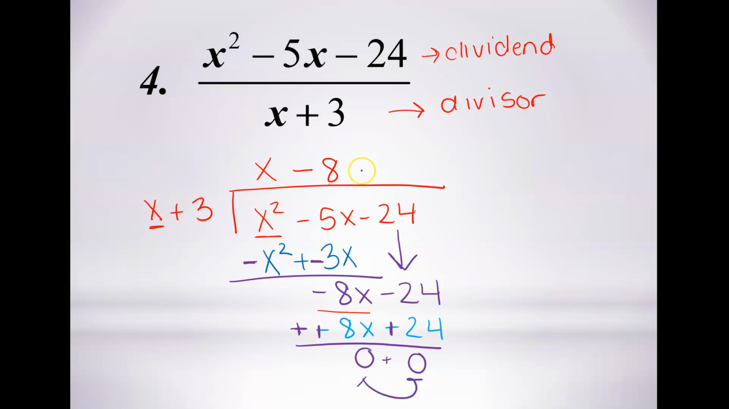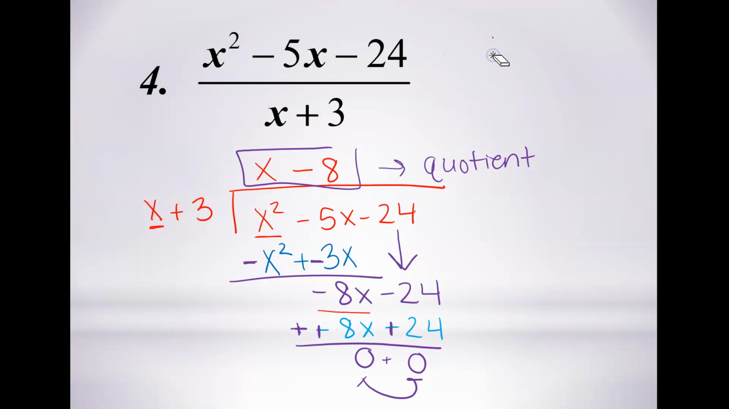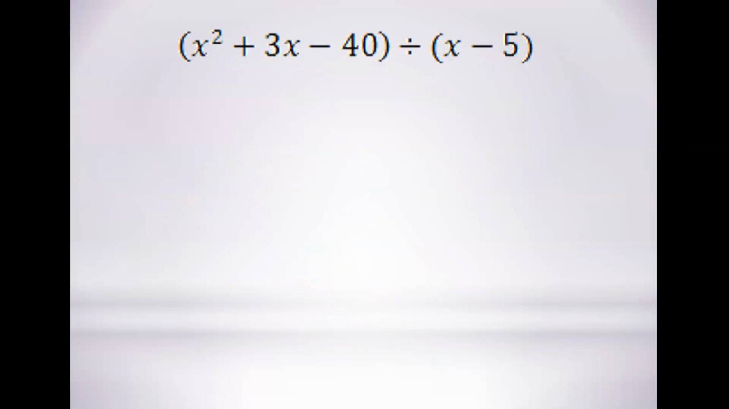So we're happy because this problem has no remainder. Our answer is x minus 8. So again, that answer is called the quotient. So you could also rewrite it as all of this equals x minus 8. Let's look at another example. We have x squared plus 3x minus 40 divided by x minus 5.